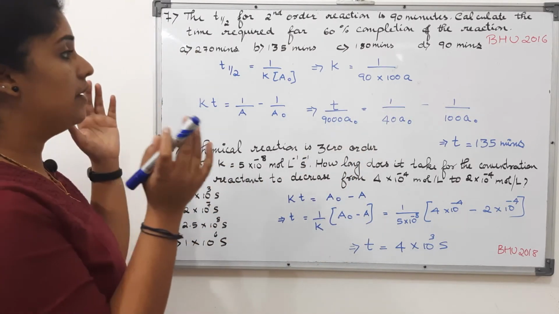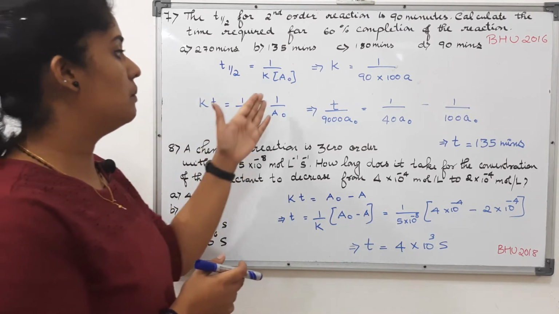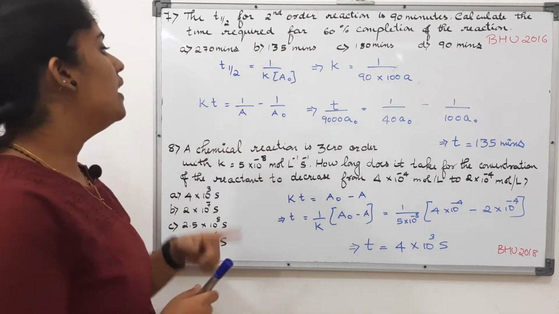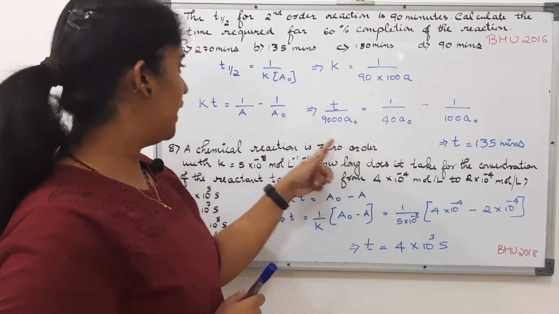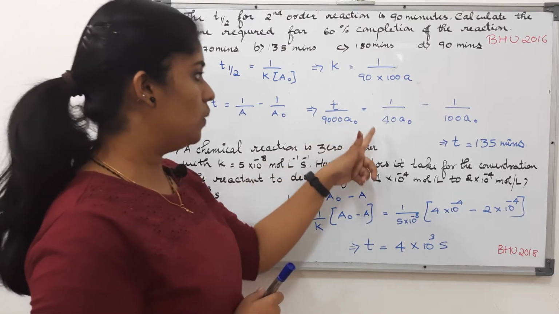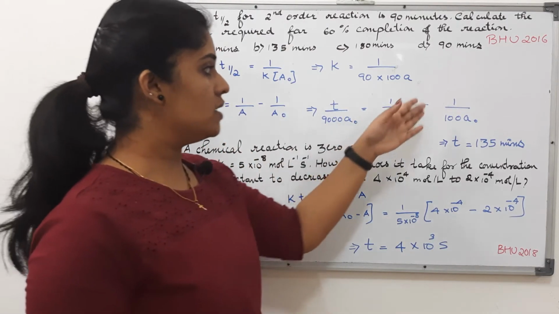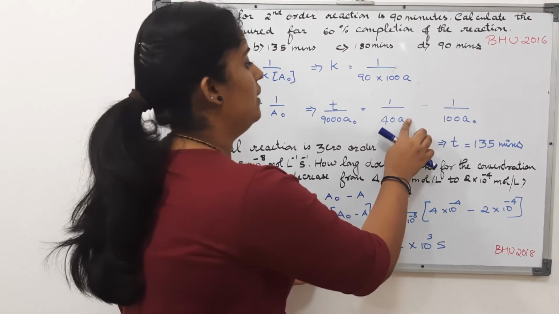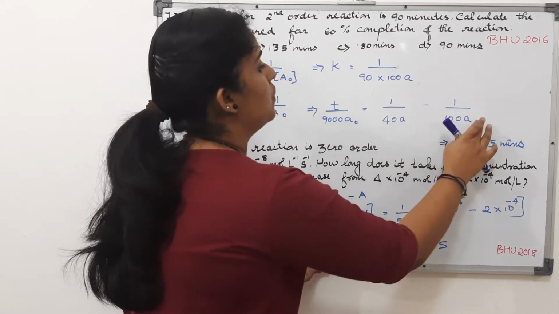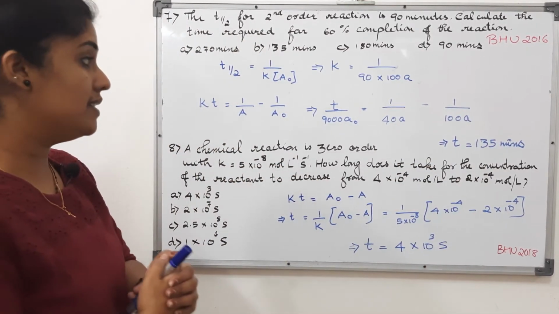Now from the integrated rate law, Kt is 1 by A minus 1 by A naught for second order, and K value is 1 by 90 into 100 A. So I put that in, t equals 1 by final concentration, which is 40 A, minus 1 by initial concentration, which is 100 A, or A naught, you can write whatever. Since I put A here, let's keep it A, 40 A and 100 A. Okay, final minus initial.